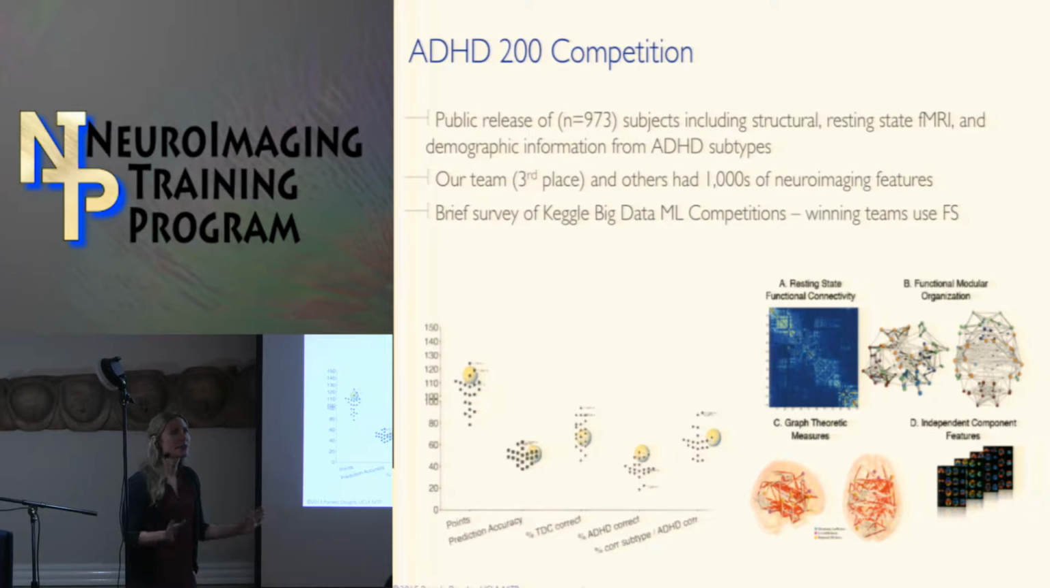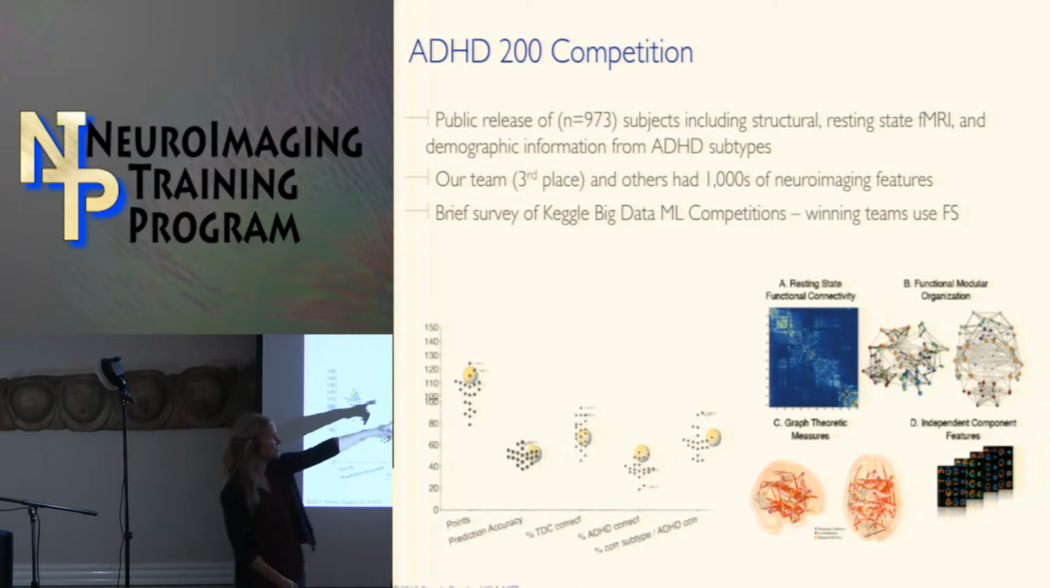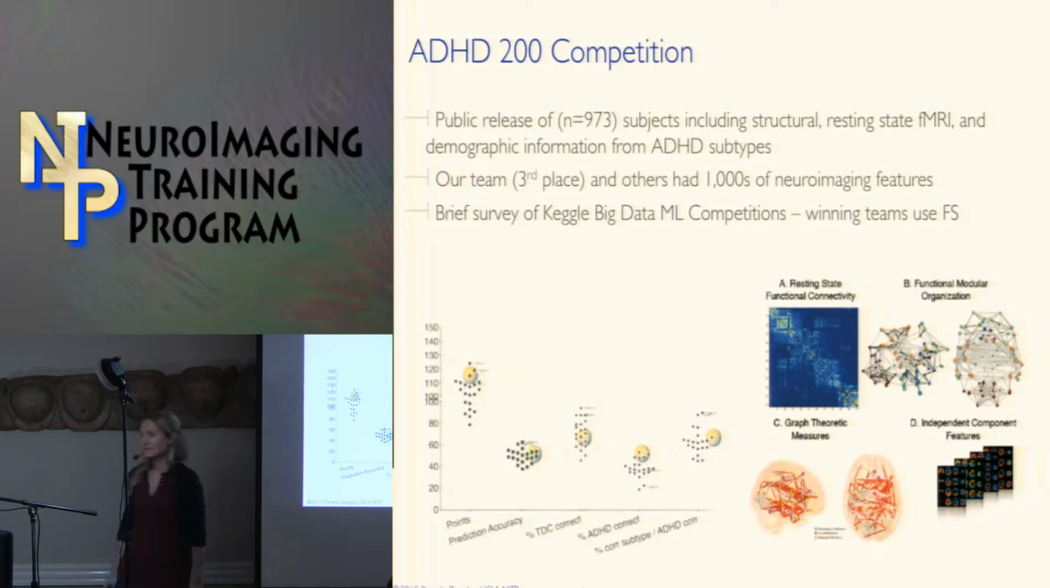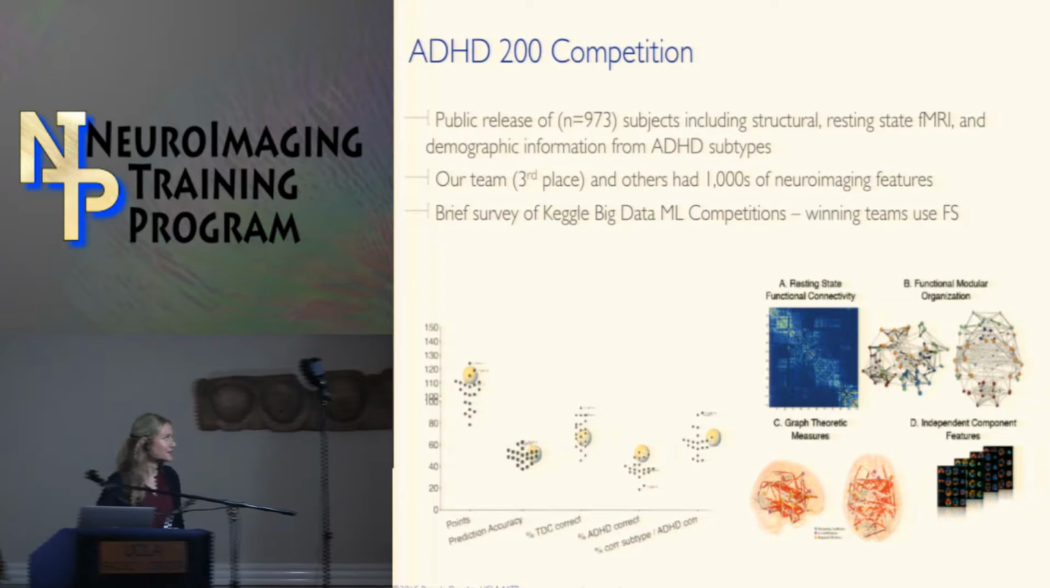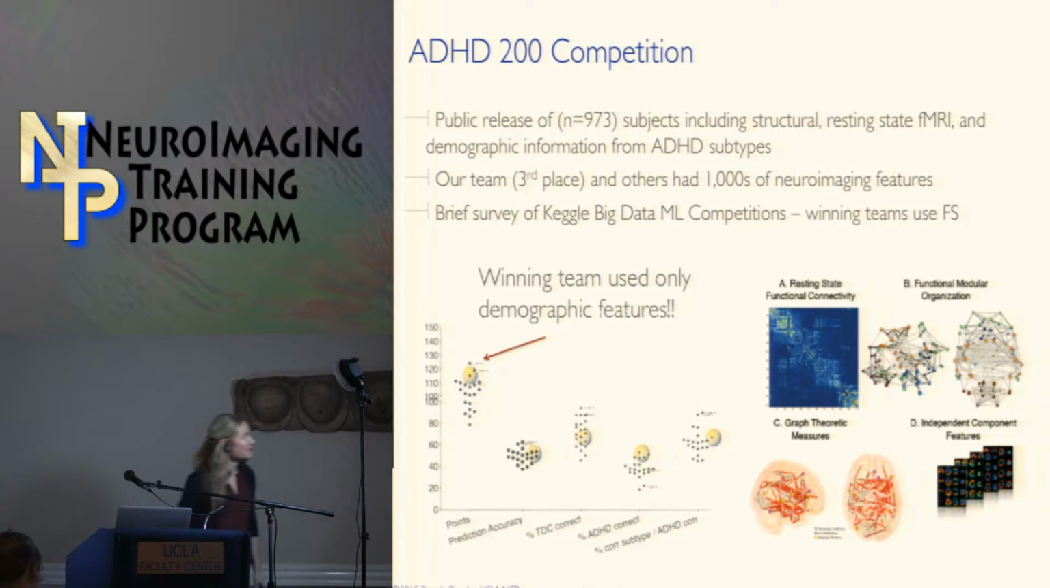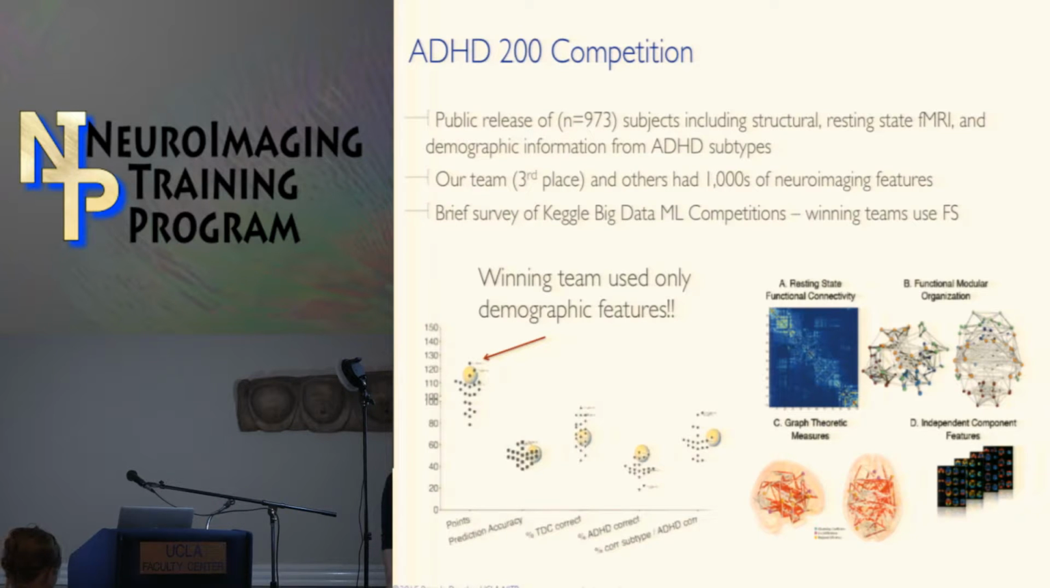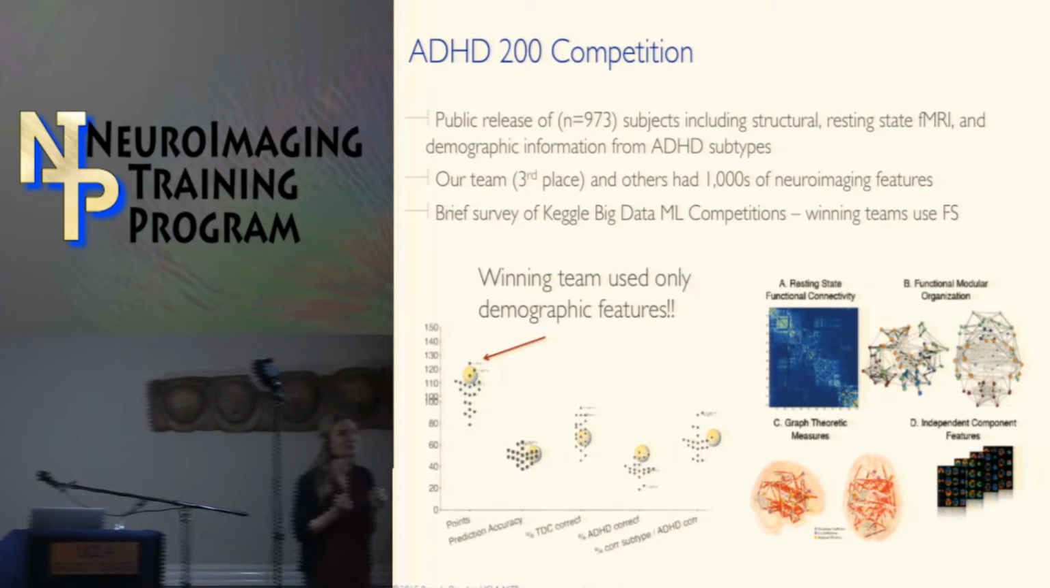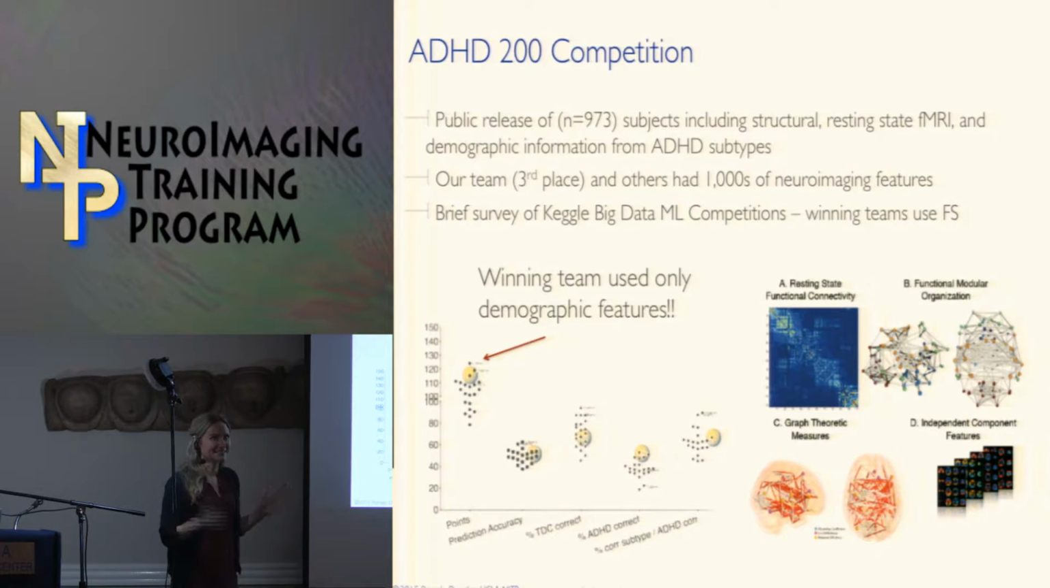using tons and tons of features. We started off with more than 100,000, hundreds and hundreds of thousands of features, and we used SVM RFE, starting with all the features and using a backward approach, trying to find the least amount of features that we needed. And we had resting state functional connectivity features, graph theoretic measures, ICAs, we had FreeSurfer volumes, and it turns out that the winning team used only the demographic features. So this is extremely frustrating because they didn't use any neuroimaging features.